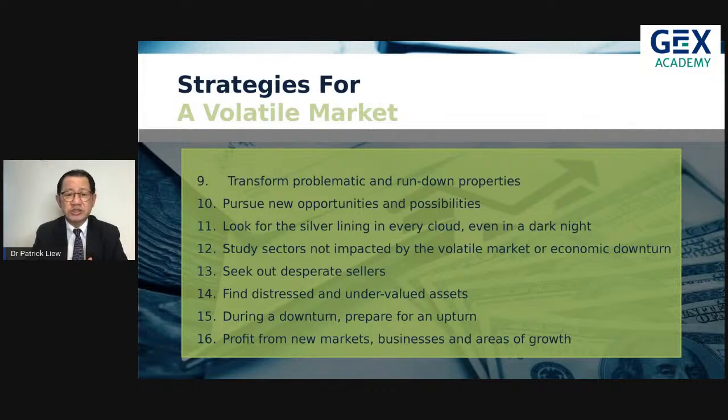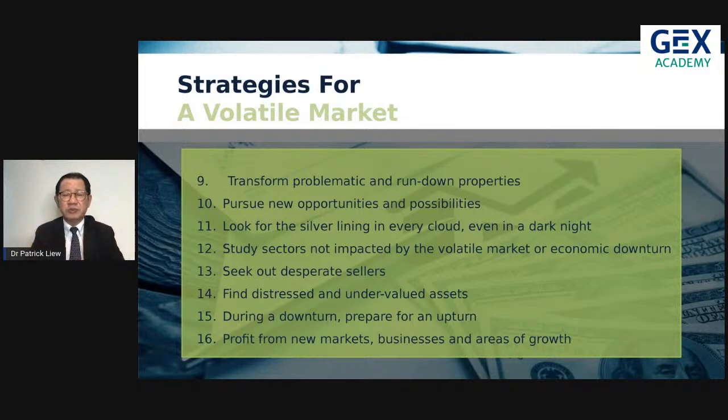During a downturn, I always say prepare for an upturn. It's not going to go down forever. All this will come to pass. The sun will rise again, and those who are prepared, those who are ready, will be able to capitalize on the upturn of the market.